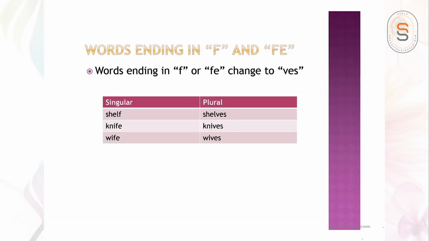All right, then we have words ending in an F and an FE. Those are words like shelf that become shelves because you change the F or the FE to a VES. Knife is knives, wife is wives. There you can get thief, thieves, and loaf of bread is loaves, and wolf is wolves. All of those words, when it's an F or an FE, it changes to VES.